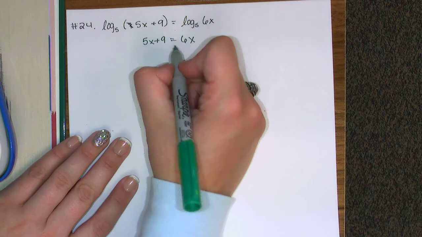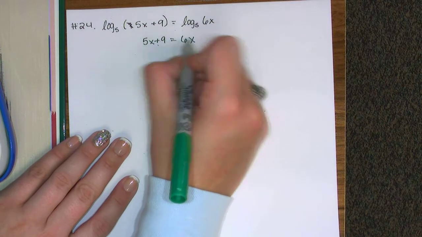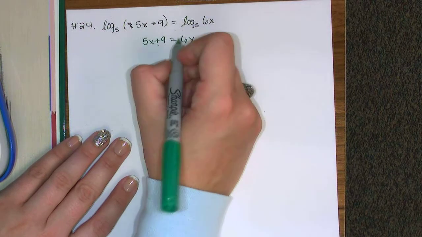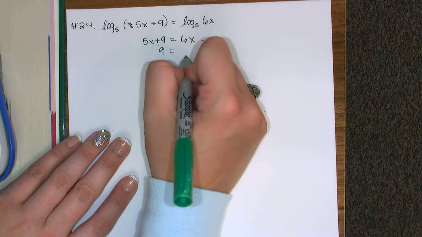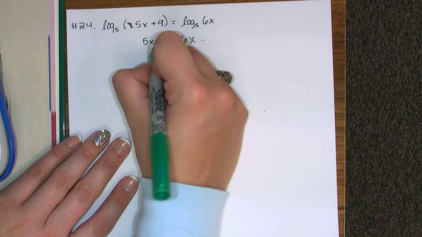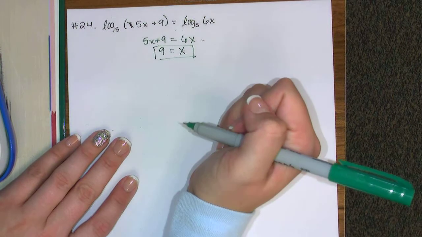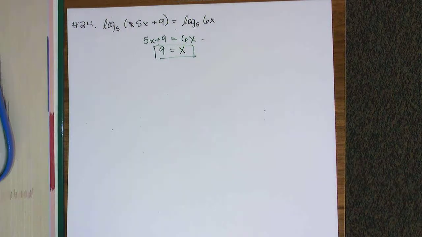Just because I only have a number, like a 9 over here, and I don't have any numbers over here, I'm going to move the x's to the right this time. So 9 is equal to 6x minus 5x, which is just x. So x is equal to 9. That one's relatively easy.